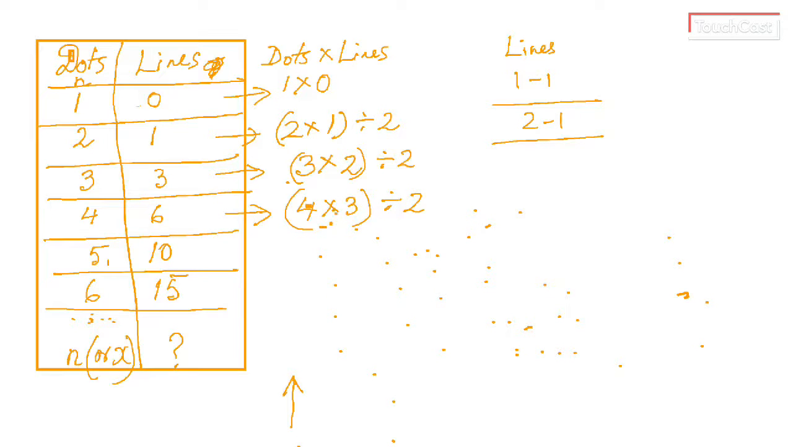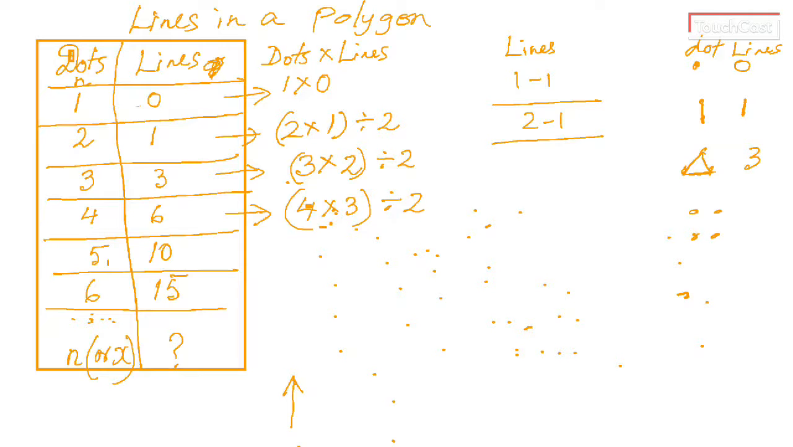Let's talk about lines in a polygon. This is the first problem you have. If you look at the pattern, if you have a single dot, you have 0 lines. So, dots and lines: if you have 2 dots, you can connect them by 1 line. That gives you 1 line. If you have 3 dots, you have 3 lines, and so on.